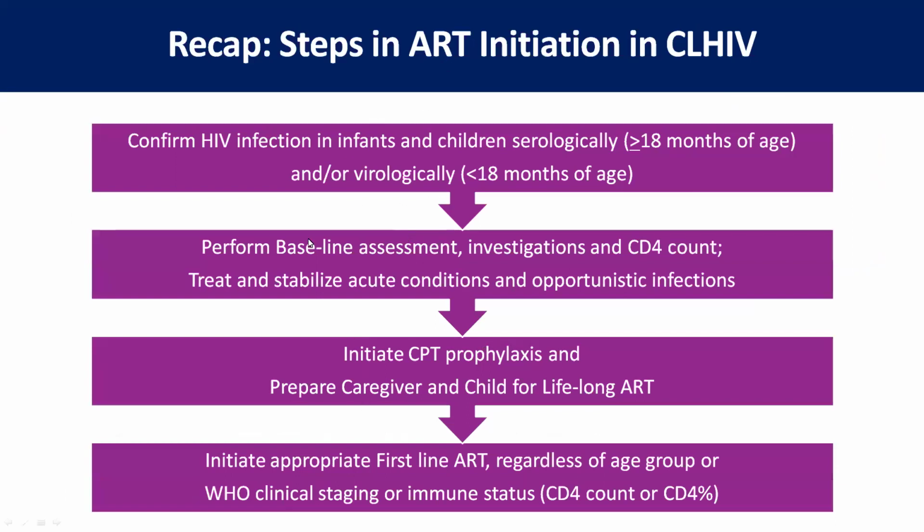So whatever we discussed, let's recapitulate. Confirm the HIV infection in infants and children. If less than 18 months, then virologically, and above 18 months, serologically. Perform the baseline assessment investigation, CD4 count. Treat and stabilize the condition and opportunistic infections. Initiate cotrimoxazole if there's no complication of Y. If Y is there, you can treat the Y.